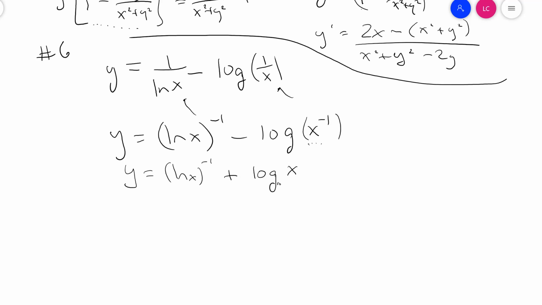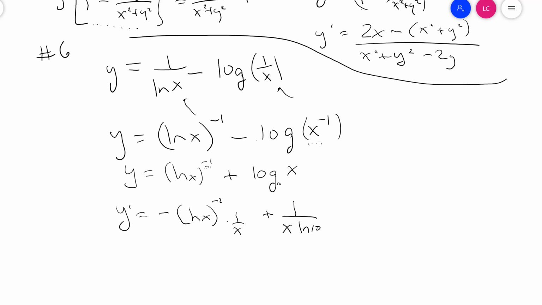So this negative 1 comes down because of the property. This negative 1 does not come down by a property. When I start to do the derivative, I get negative ln of x to the negative 2 times the derivative of ln of x, which is 1 over x, plus the derivative of log base 10 will be 1 over x times ln of 10.